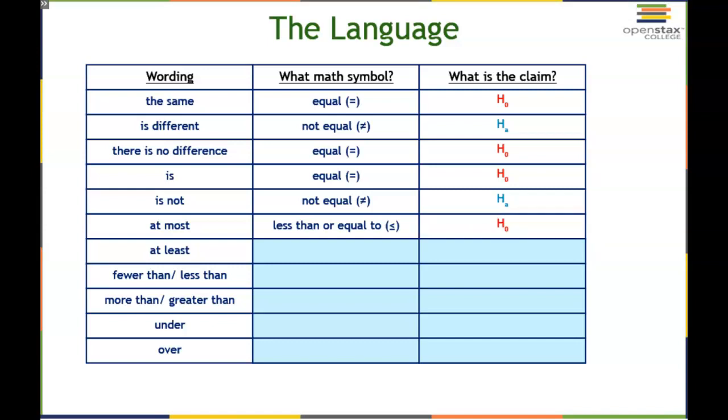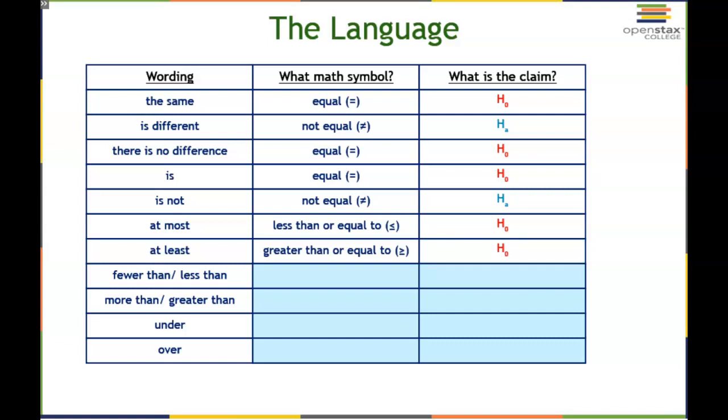At least. The TV is at least 5 years old. Well, if it's at least 5 years old, then it could be 5, it could be 6, it could be 7 years old, and so on and so forth. And if it could be that 5, that means 5 is included. And therefore, greater than or equal to 5. And because it contains equal, the claim would be an H0.